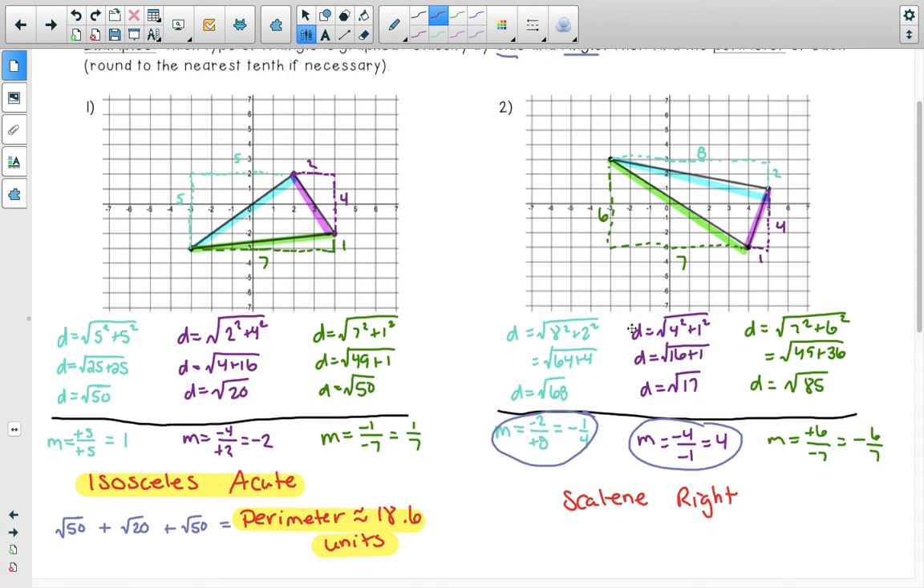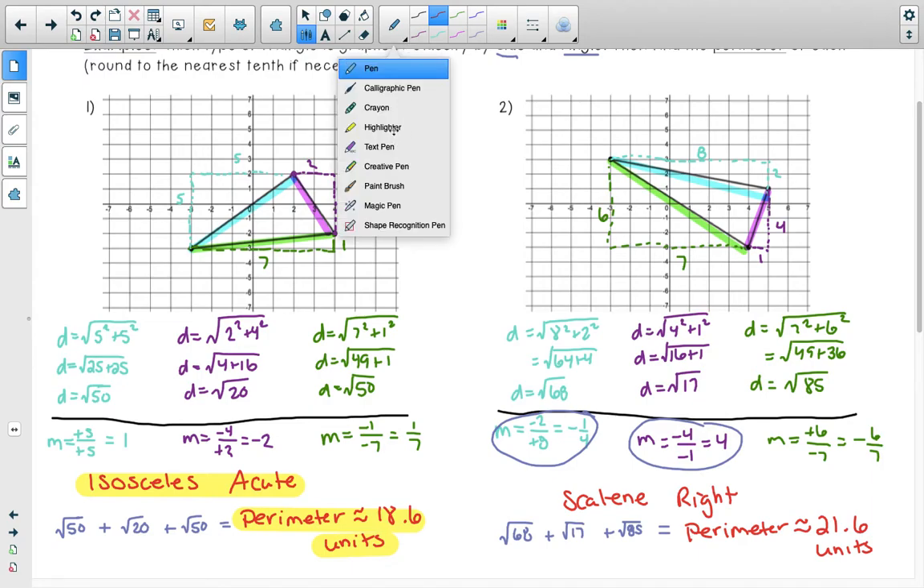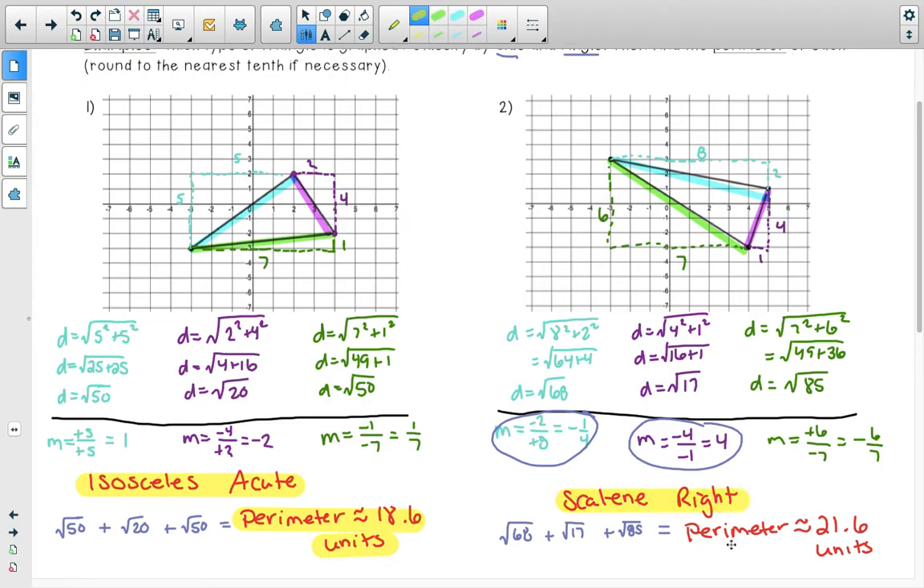Then we want to find the perimeter. So again, perimeter is we take the square root of 68, make sure you get out of the square root, plus the square root of 17, make sure you get out of the square root, plus the square root of 85, get out of the square root and enter. And we get the perimeter to the nearest tenth is approximately 21.6 units. So it's a right scalene triangle or scalene right. We have a perimeter of approximately 21.6 units using just the distance and just the slope.